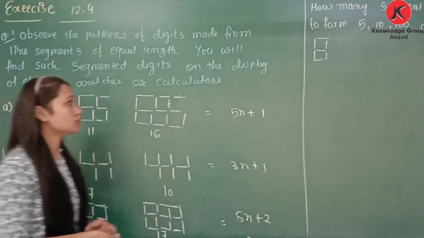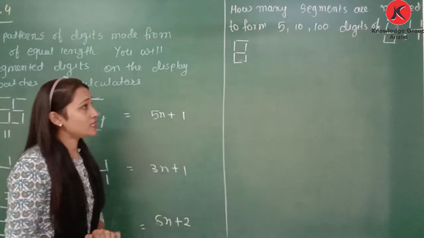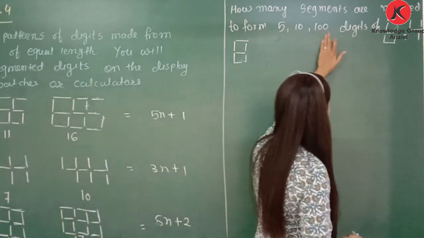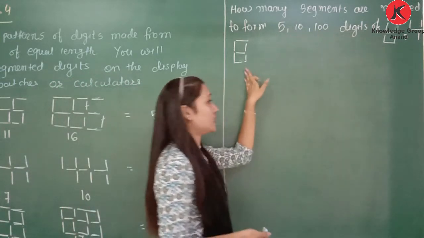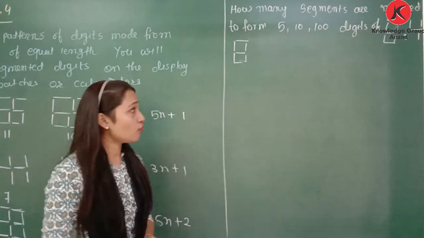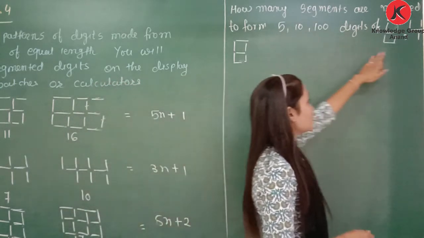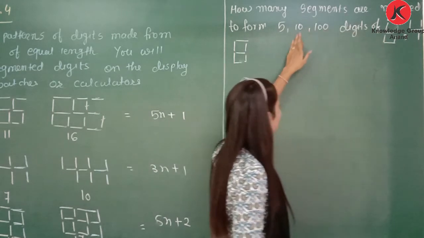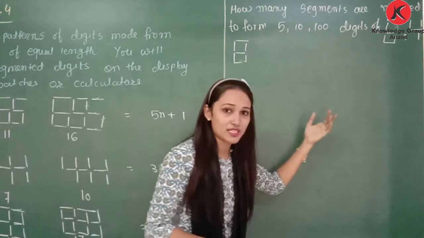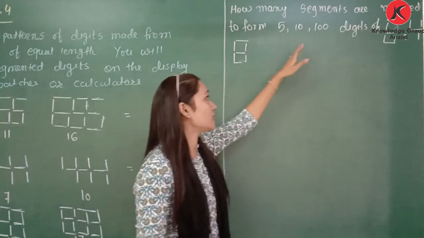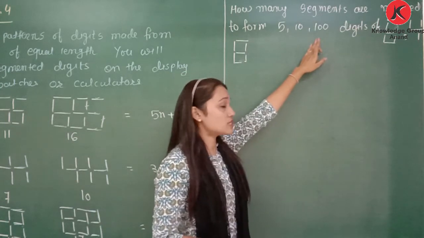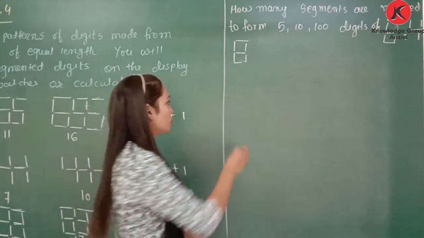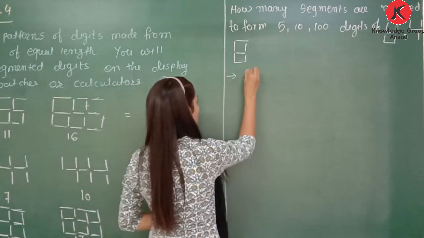Now what is the question? How many segments are required to form 5, 10 and 100 digits of 6, 4 and 2? If we want to write 5 times 6, how many line segments are required? If we want to write 10 times 6, how many line segments are required? And if we want to write 100 times 6, how many line segments are required? That we need to find. So we are finding the pattern for 6.